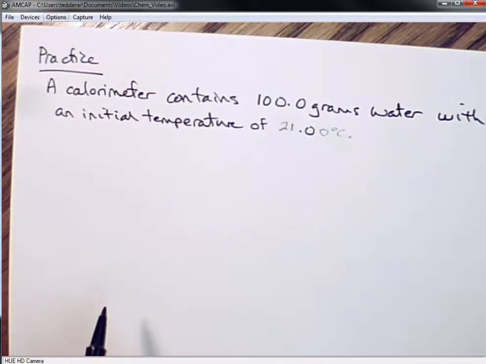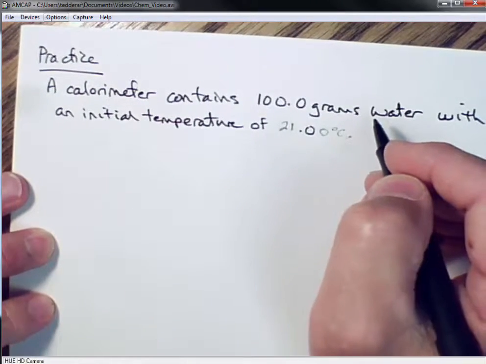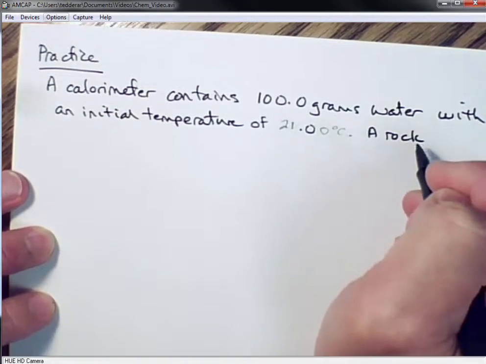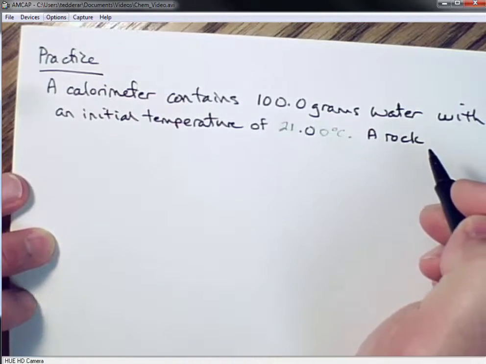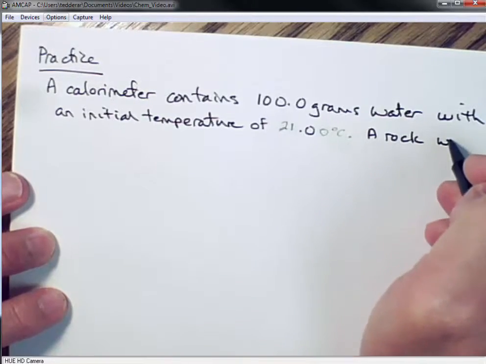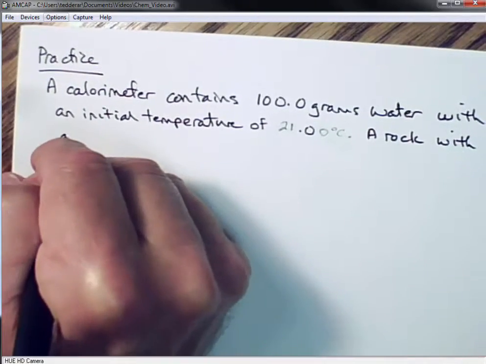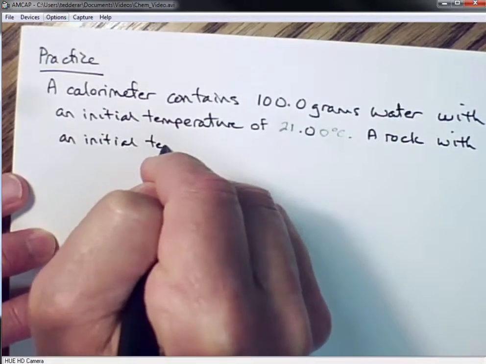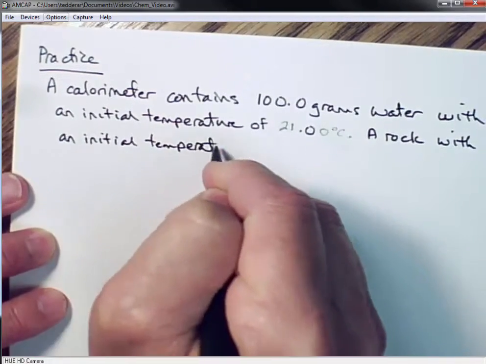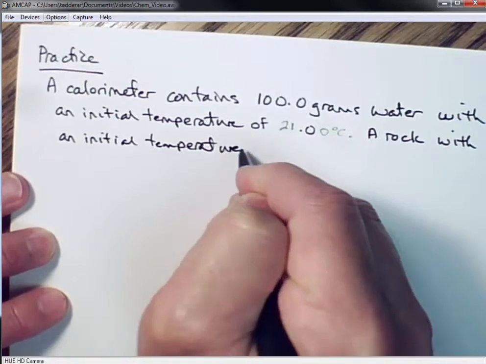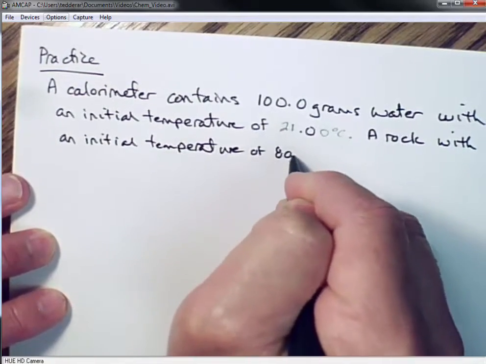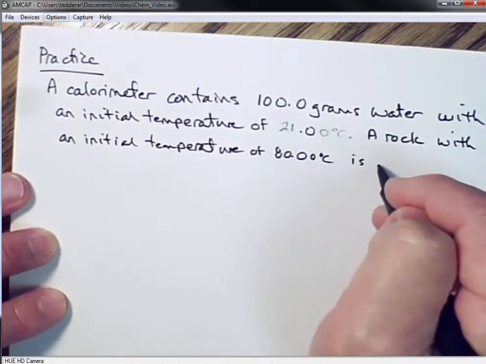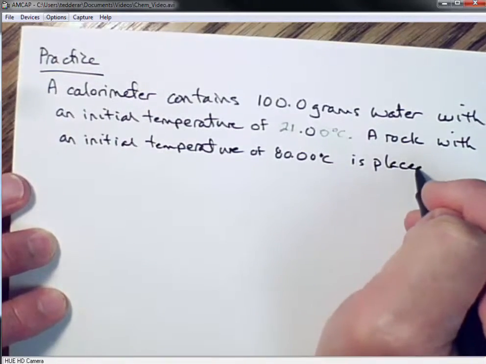We're going to put in there a rock. Let's just use a rock, okay? So a rock with an initial temperature of 80 degrees. It's placed in the calorimeter.